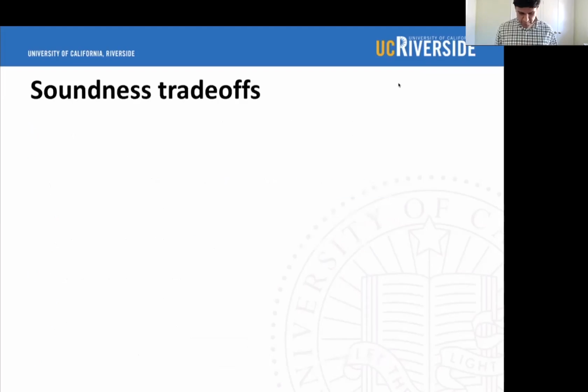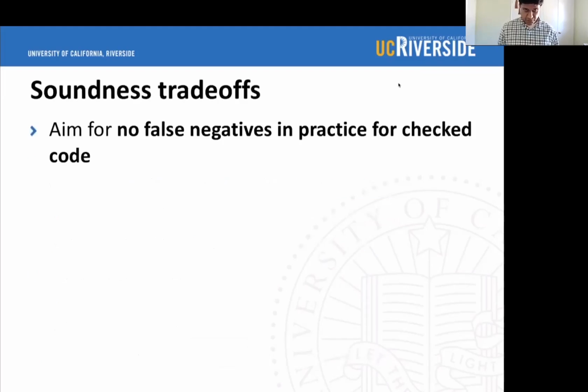So one of the main techniques that we used to achieve these goals was making various trade-offs in terms of how sound we wanted the tool to be. A nice way to phrase our high-level goal is that we wanted to have no false positives in practice for checked code. And let me talk a little bit more about what I mean there.